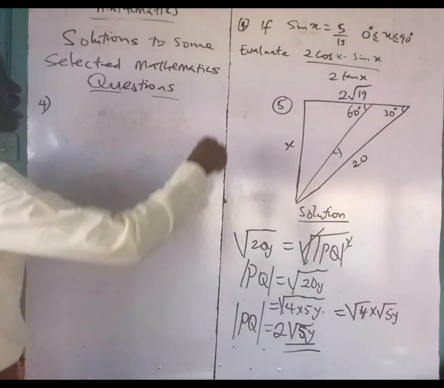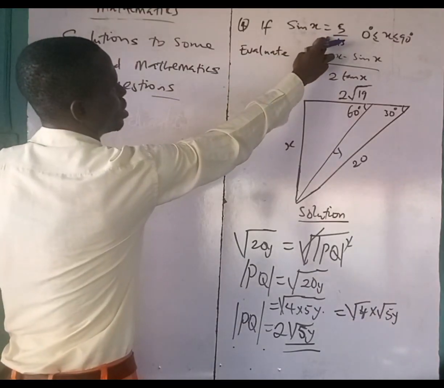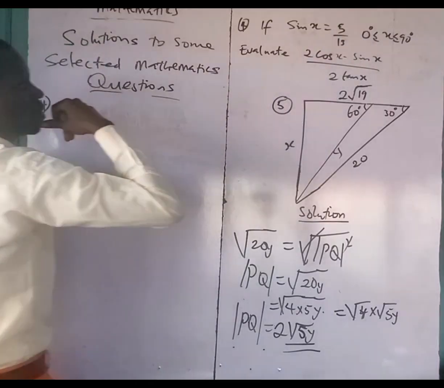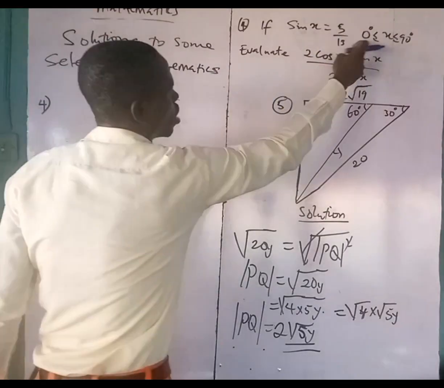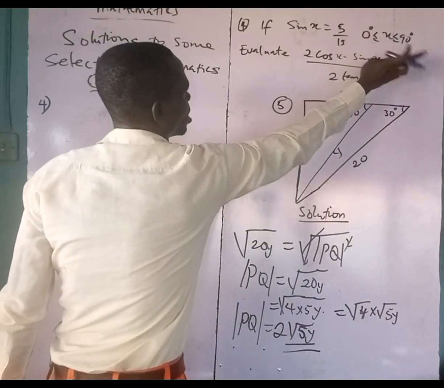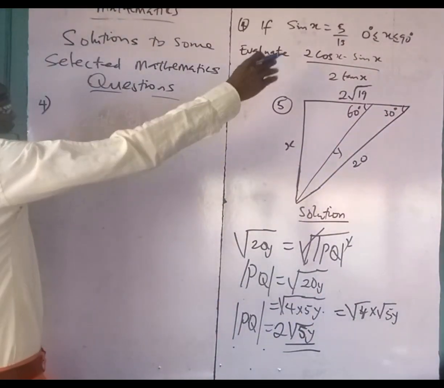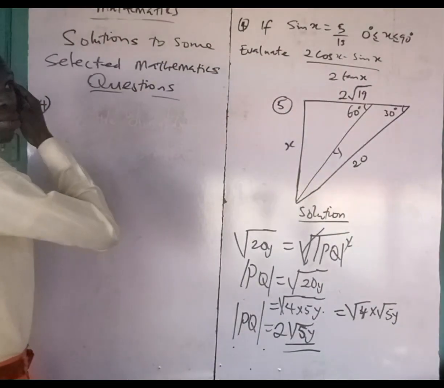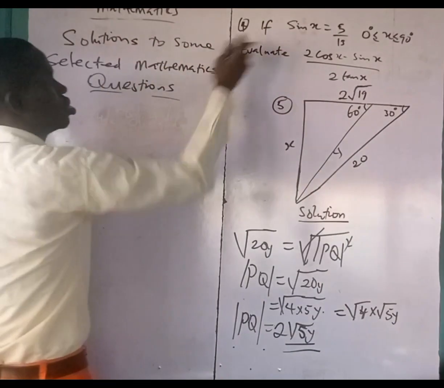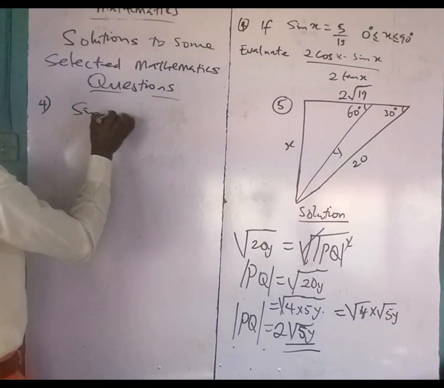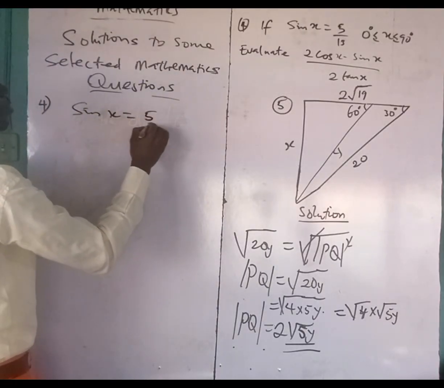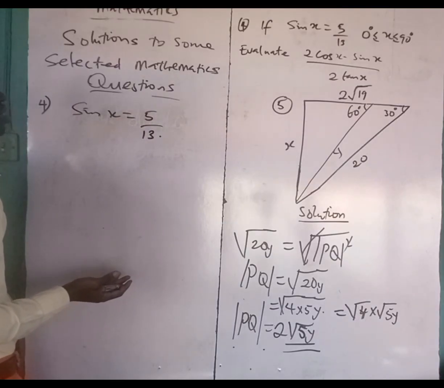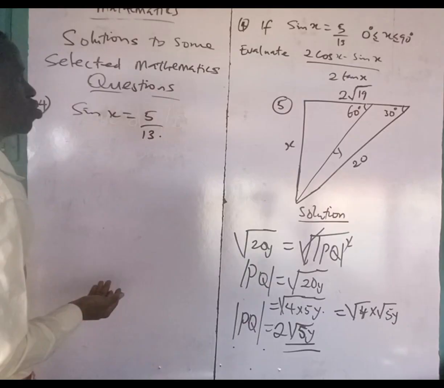We are told that sine x is equal to 5 over 13, given that it ranges from 0 less than or equal to x less than or equal to 90 degrees. You see that range is just to confuse you. Just focus on the question. Sine x equal to 5 over 13. So that's just what we are asked to do.